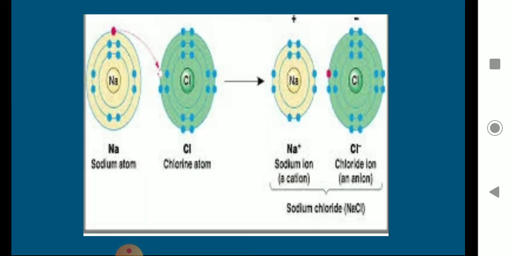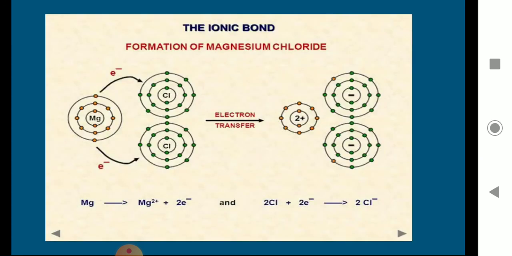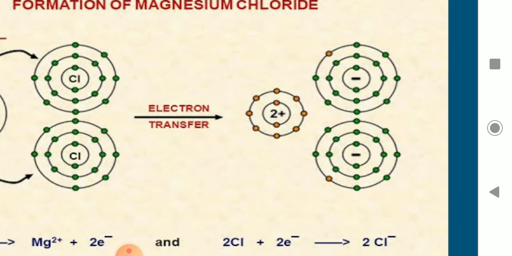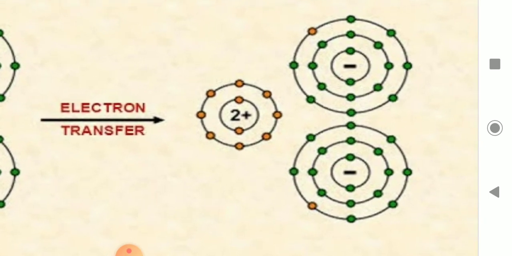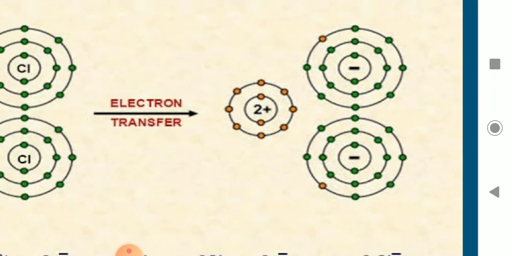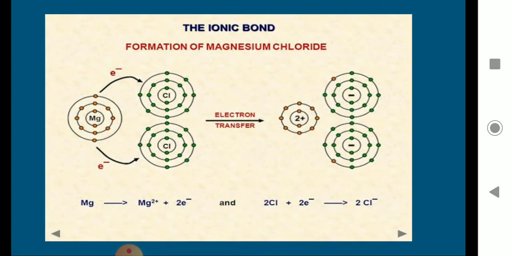Here again the same picture, sodium chloride. Sodium 1 atom, chlorine 1 atom. And here, magnesium 1 atom, chlorine 2 atoms. Why 2 atoms of chlorine? Because magnesium wants to donate 2 electrons. One chlorine receives 1 electron, here you could see, and another chlorine will receive another electron. So the compound formed here is called magnesium chloride.